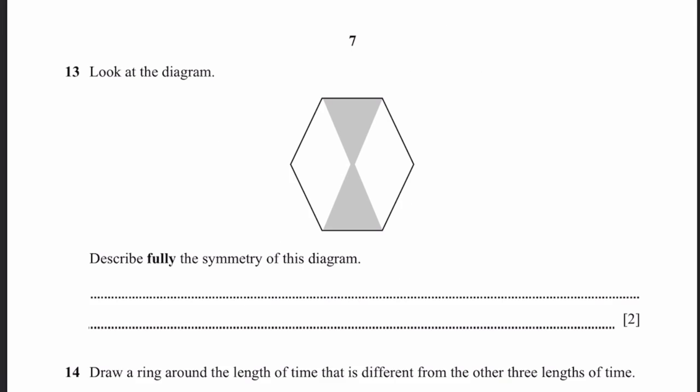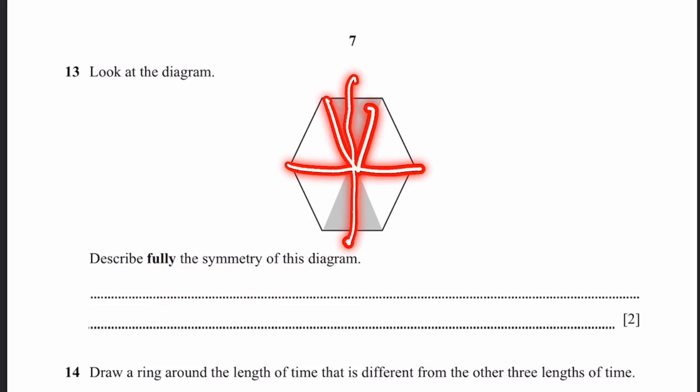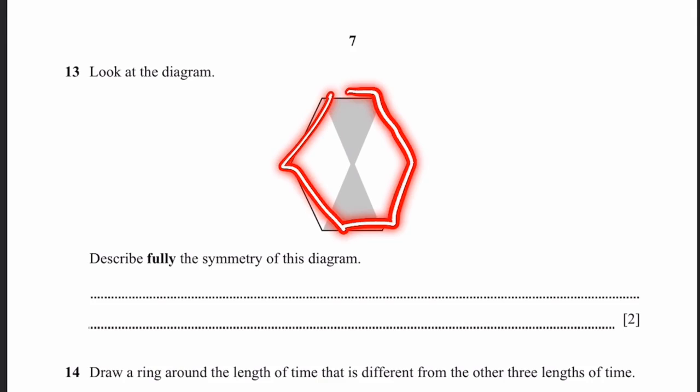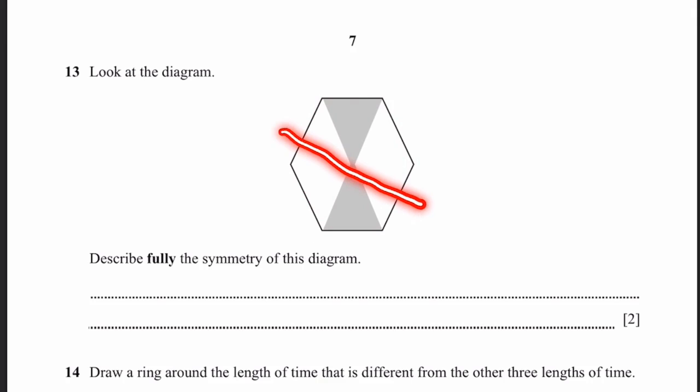Let's go to question 13. Look at the diagram. Describe fully the symmetry of this diagram. That means you have to describe the lines of symmetry and the order of rotational symmetry. So the lines of symmetry is 1, 2. That's all, because there's these two gray triangles which are not letting us have any more lines of symmetry. For example, in a regular hexagon, we can have this as a line of symmetry. But over here we can't because of these two triangles. So there's two lines of symmetry.